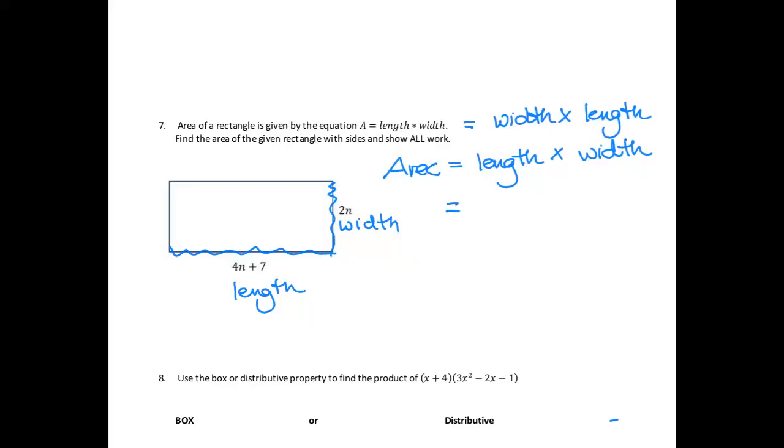All right. So if you were to multiply these two things, what would you start with usually? In other words, if you had to multiply 2n and 4n plus 7, which one would you write down first? 2n, because it's the smaller, shorter one, right? It's the monomial. So 2n times 4n plus 7.